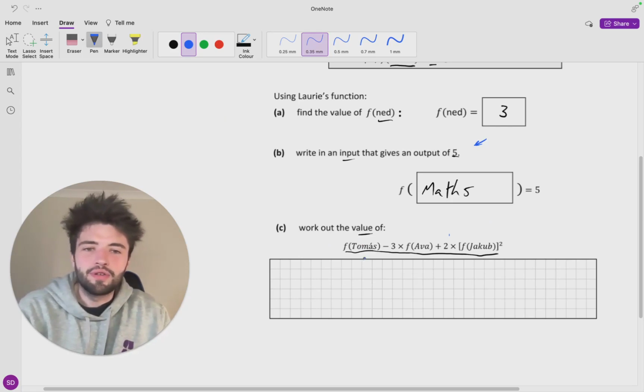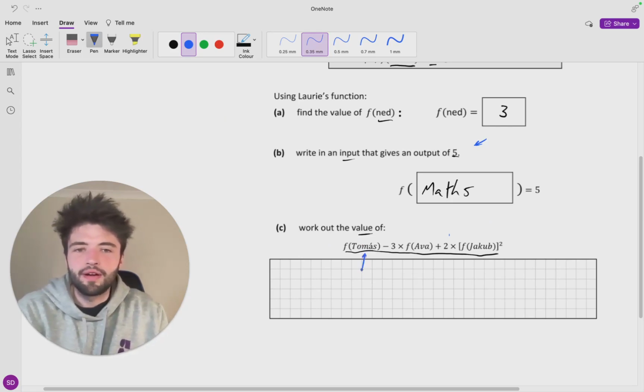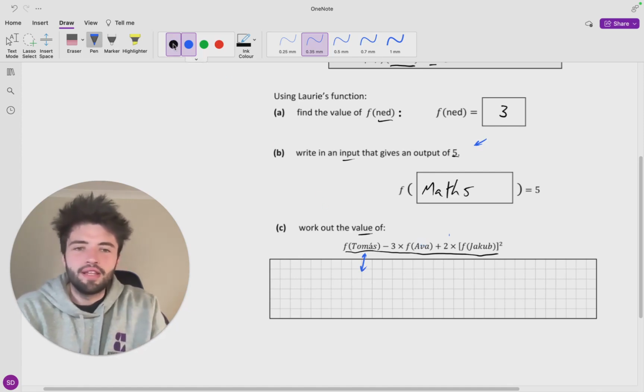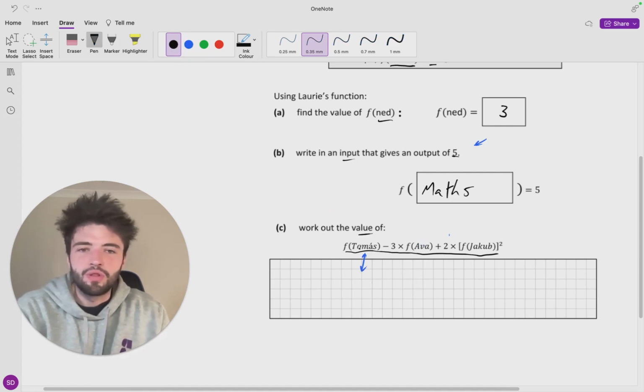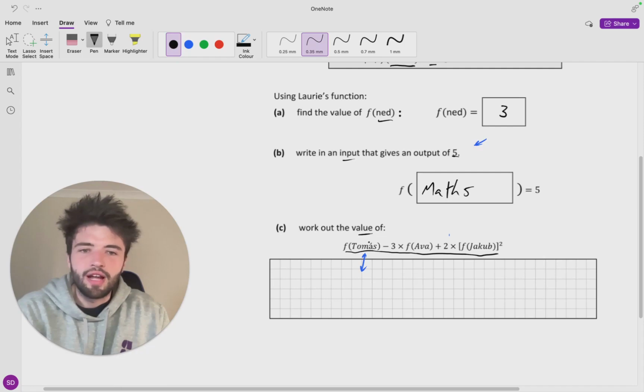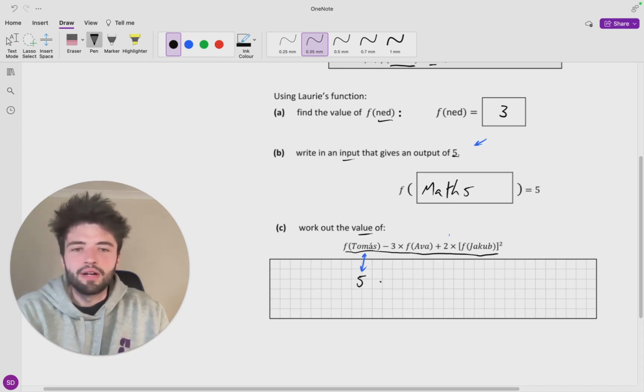So what I'm going to do is draw an arrow for each term here to show you what I'm changing along the way. I'm just going to be changing these functions into the numbers or the outputs that they give us. So we have f of Tomás, and if we count the number of letters in Tomás, there are 5 letters. So f of Tomás is the same thing as 5. And so we can put that down. Our -3 stays the same.